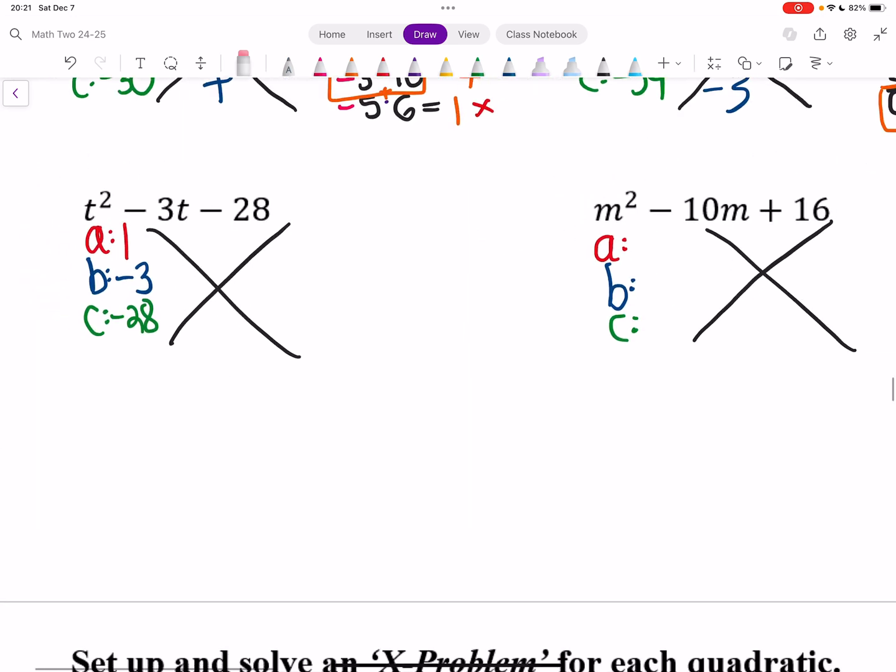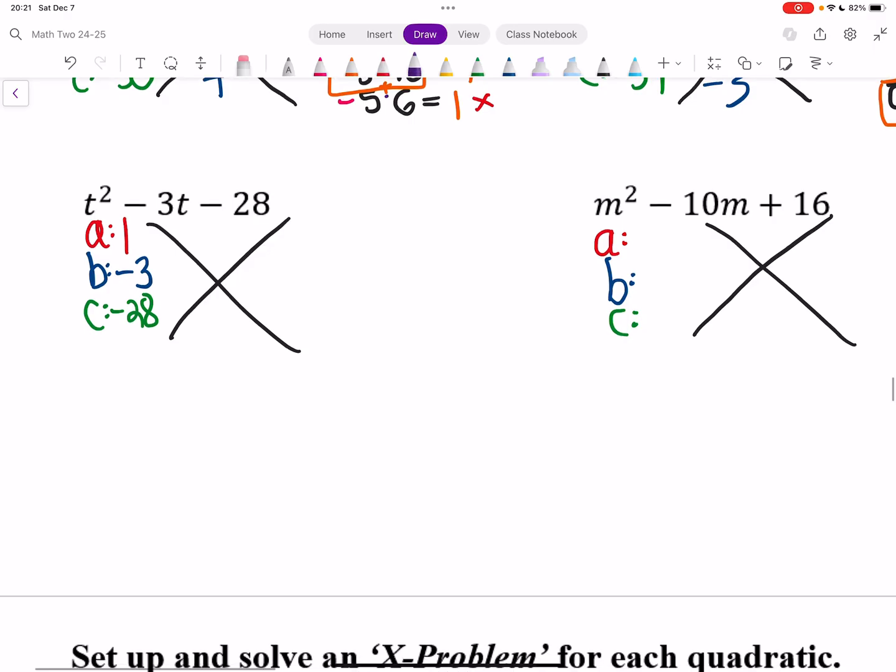Let's take a look at this one with T. I've identified A, B, and C. Now I'm going to multiply A by C to get the top number, and then write B in the bottom. Off to the side, I'm going to list all the possible factor pairs of 28 using the chart. There are 3 possible options here.